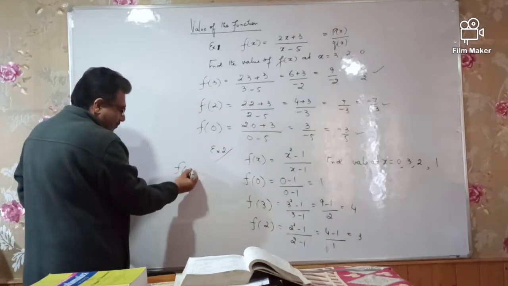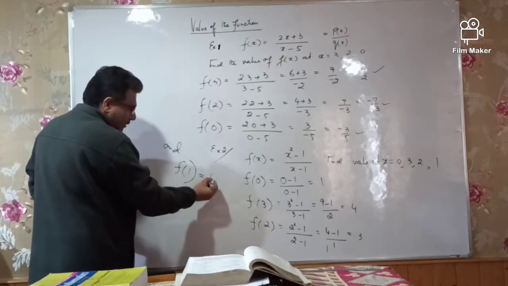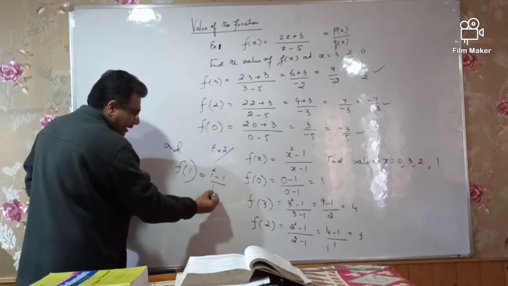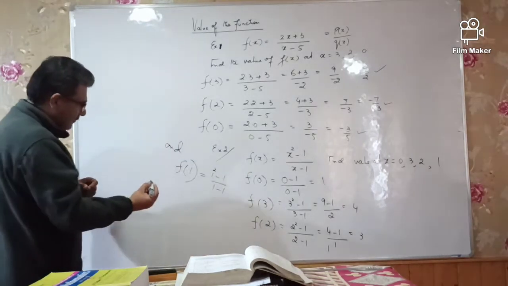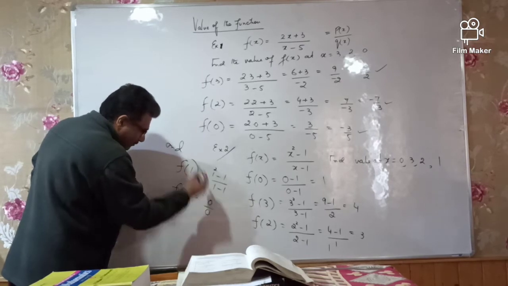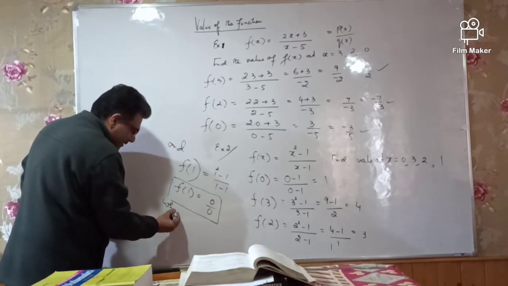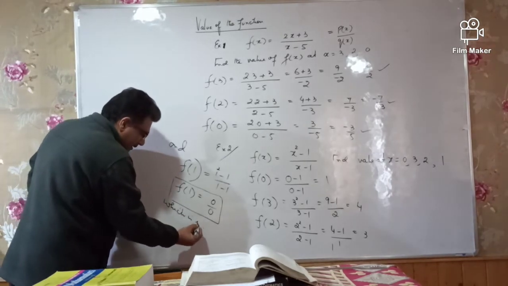And f(1) is equal to (1 square minus 1) by (1 minus 1), which is further equal to 0 by 0, which is not defined, which is indeterminate.